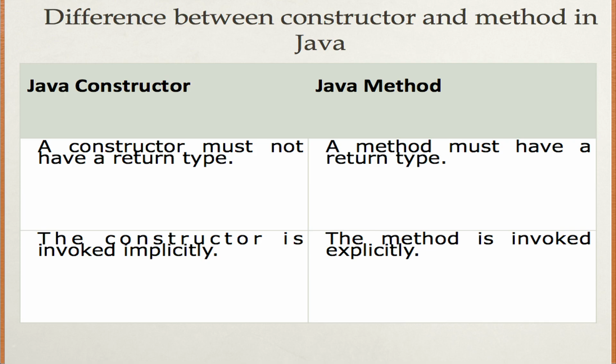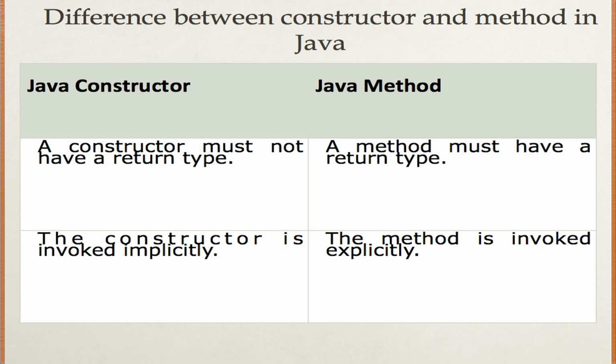So now, finally, we can say the basic difference between a Java constructor and a Java method. A constructor must not have a return type. You must remember this line: a constructor never returns any value, so it must not have any return type.